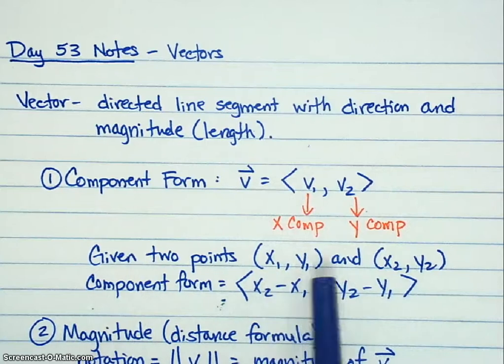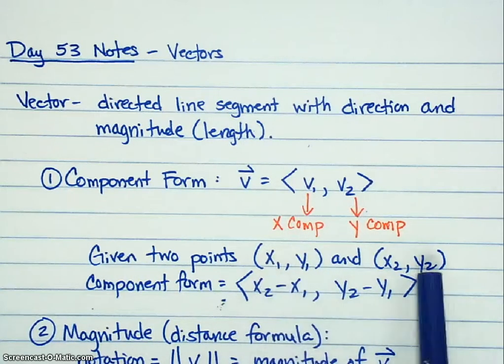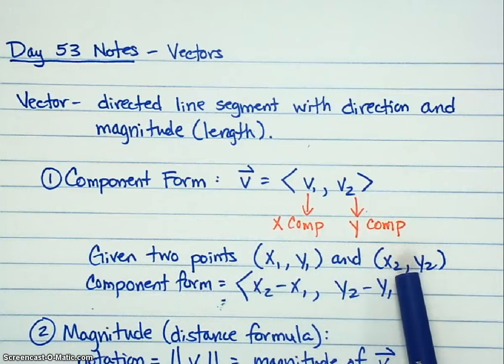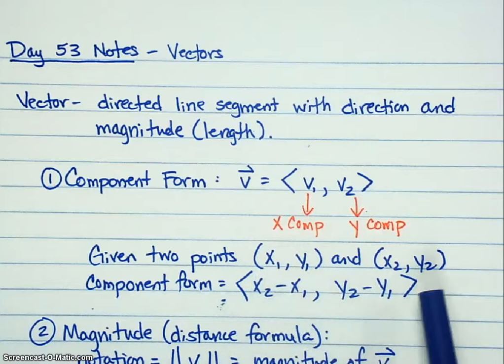So if you're given two points, let's just say (x1, y1) and (x2, y2), then to find the component form, all you do is take the end point, the second point, the terminal point, and subtract the initial point. So we take x2 minus x1 and y2 minus y1, and we have our component form.